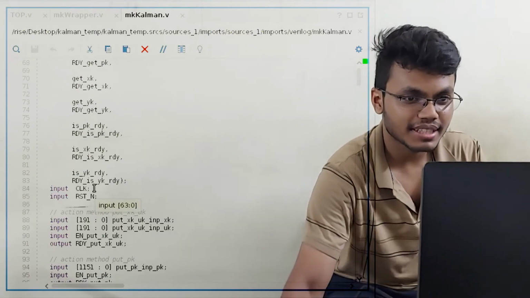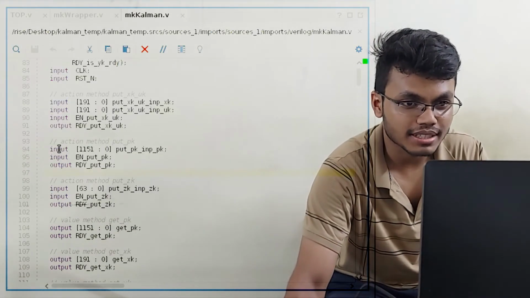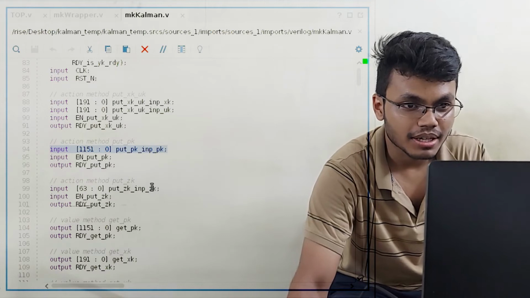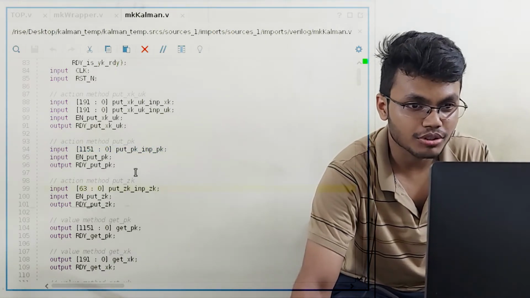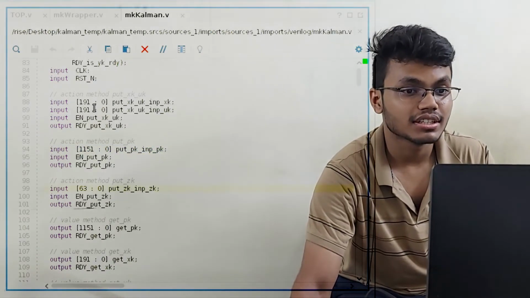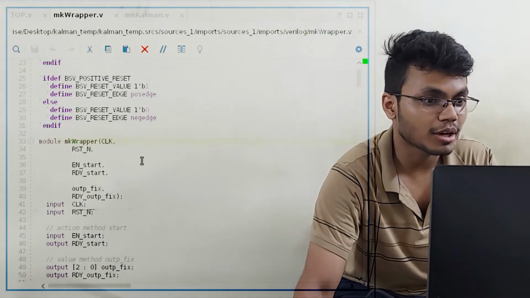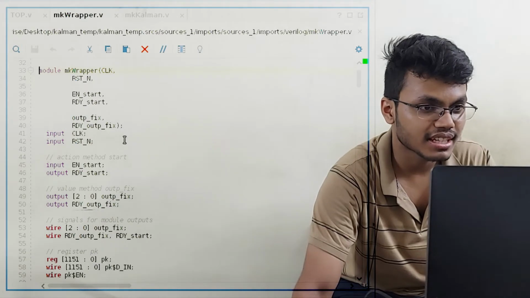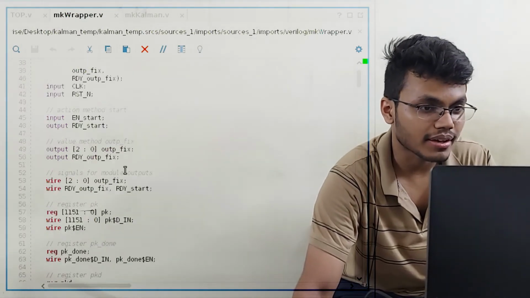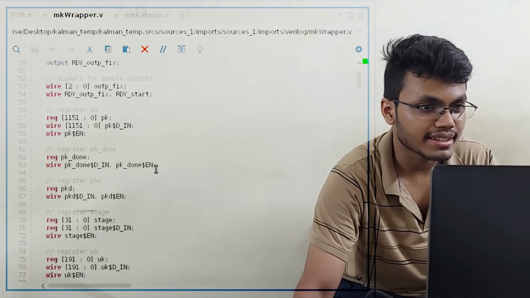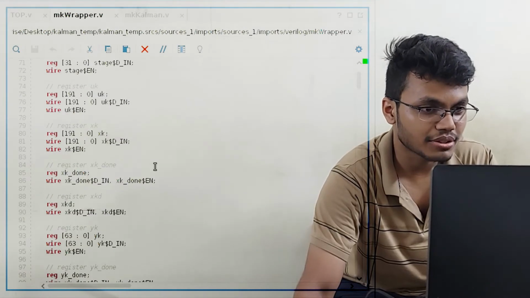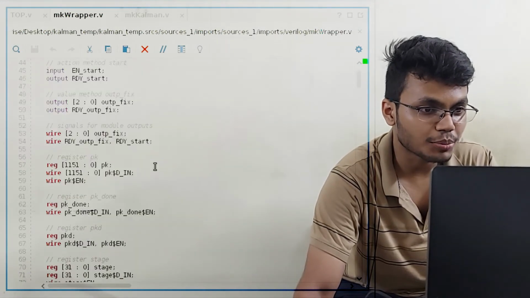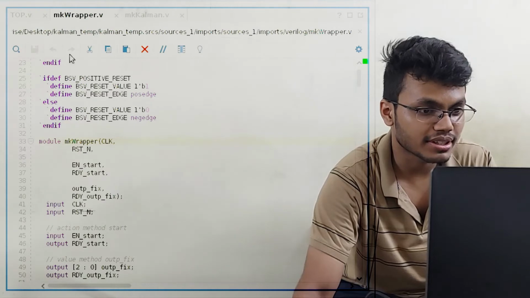Now let's look at how the synthesis comes out for the Bluespec module. As we can see here, the Bluespec Kalman module uses a lot of ports, and this cannot be synthesized. Hence we need to write a top module. So we have made a simple wrapper module which feeds xk, pk, and yk to the Kalman module, and the output is stored back into registers.